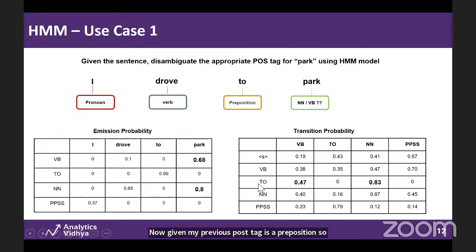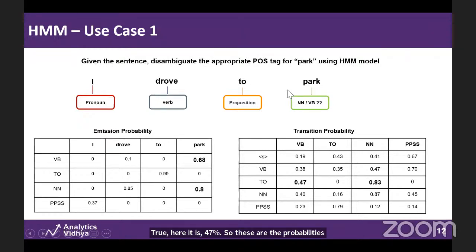Usually in certain open source corpuses, the word to is tagged with the POS tag TO, and in simple English grammar, it would mean preposition. So as I mentioned, what is the probability of the word park belonging to noun given my previous POS tag is TO? The probability here is 0.83 or 83%. Similarly, what is the probability of the word park belonging to verb given the previous POS tag is TO? Here it is 47%. So these are the possible probabilities which we have for this word park.